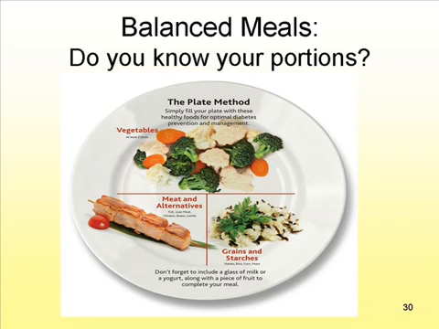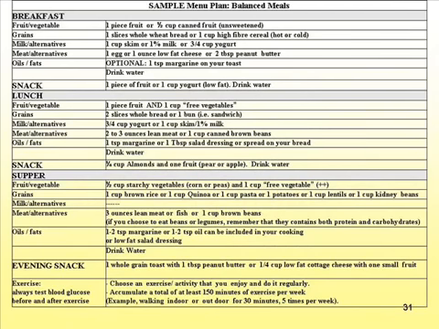And then 1/4 of your plate should be your grains and starches. And you can always include a glass of milk or yogurt to complete this meal. But this is what a balanced meal looks like. You've got your vegetable, your protein, and then your grains and starches. And now we're going to have a more specific example of how to make a balanced meal.